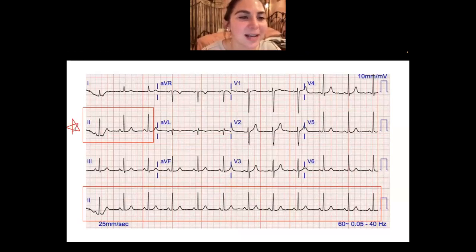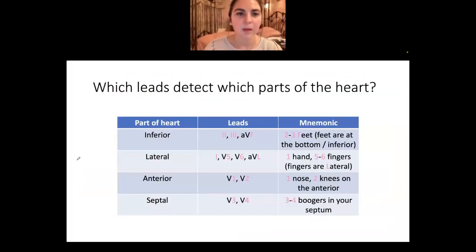So this is lead 2. Like I said, this is what we just basically looked at. All of lead 2 should pretty much look the same, but keep in mind those little idiosyncrasies. Even in this guy, he doesn't have a great Q wave or an S wave. It's not a big deal, not really something to be too concerned about. It just might be normal for him.